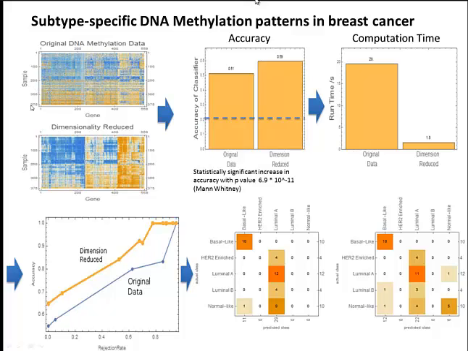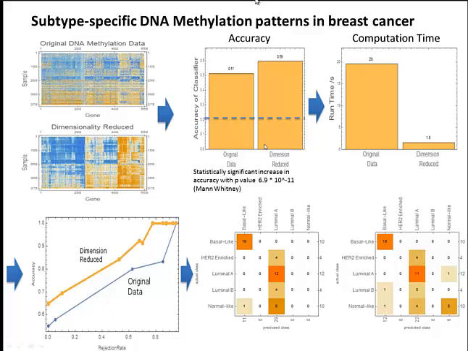I'm using the DNA methylation data, which is shown here in the top left. I have my 375 samples here, and DNA methylation probes along the columns. And I do the same thing. I make a reduced dimension version of the data, and then I build a classifier to see if I can find subtype-specific patterns of DNA methylation.